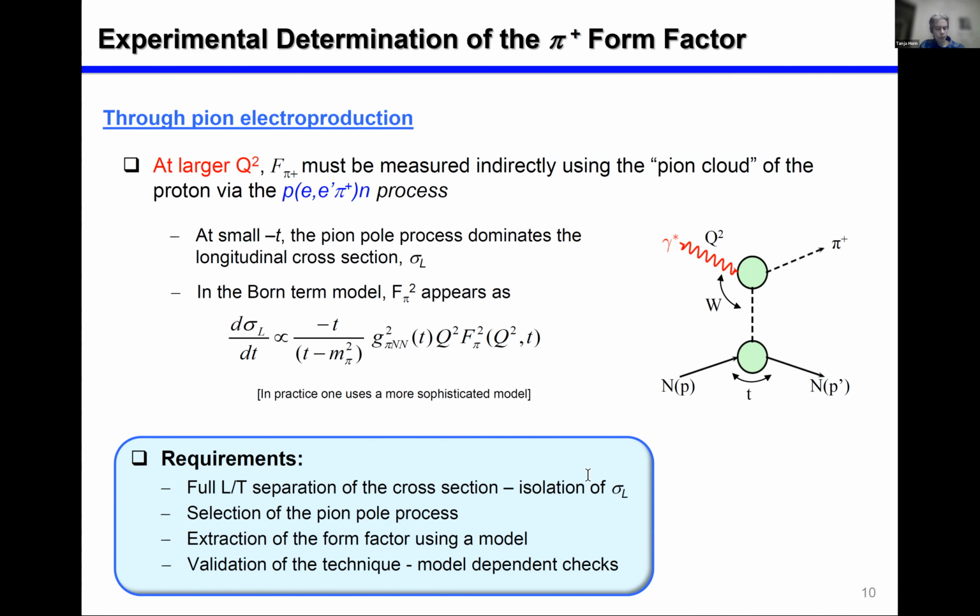But here, just as a summary, the main requirements for these experimental processes. What you need to do is a so-called longitudinal-transverse separation of the cross-section. That's important because, as you see in this equation here, we need the longitudinal cross-section, so we need to isolate this part. We need to make sure we select the pion pole process, which is basically using the Sullivan process, as I said earlier. And then we extract a form factor, and here I specify using a model. So it's not as simple as this one, it's actually using a model. And then, of course, in the end we have to validate the technique, basically doing model-dependent checks. So that was in a nutshell how this works.